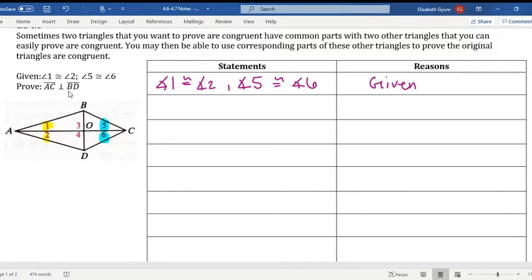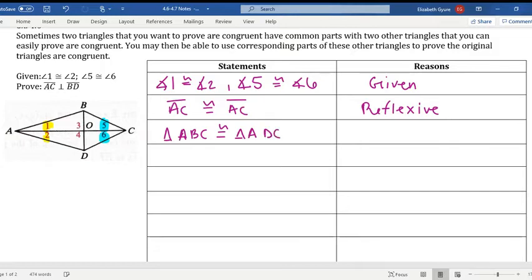Which side here is our congruent side for those 2 larger triangles? Maya? AC. And how could I write that in my proof? Good. Segment AC is congruent to segment AC. What property would that be? Very good. Reflexive property. Okay. Now I have enough information to say that that top triangle is congruent to that bottom triangle. So triangle ABC is congruent to triangle ADC. That is angle, side, angle.